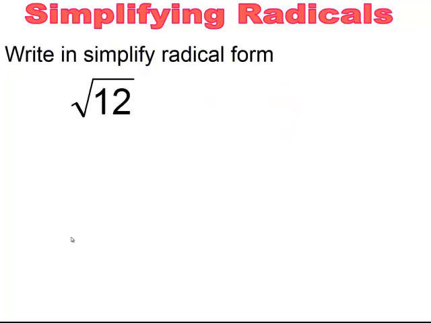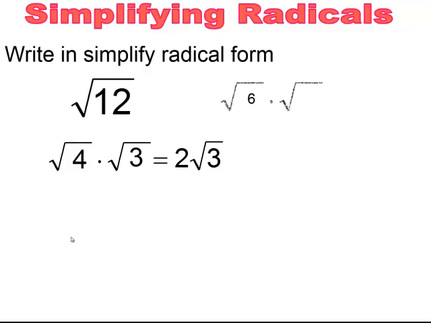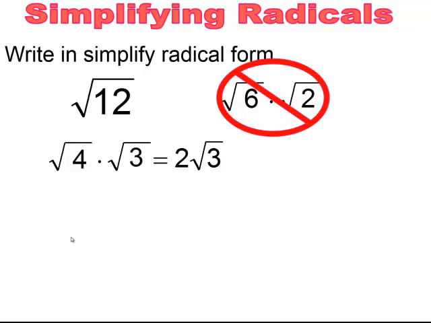Pause and try. In this case, we see that our perfect square factor is 4, my leftover is 3, and I simplify the perfect square piece and I end up getting 2 radical 3. Be careful here because you might think, well, 6 times 2 equals 12, so I can break it out into factors of 6 and 2, but neither one is a perfect square, therefore it won't simplify. So that won't work. You always have to think of what is the highest perfect square factor and factor that out so you can simplify a piece of the radical.